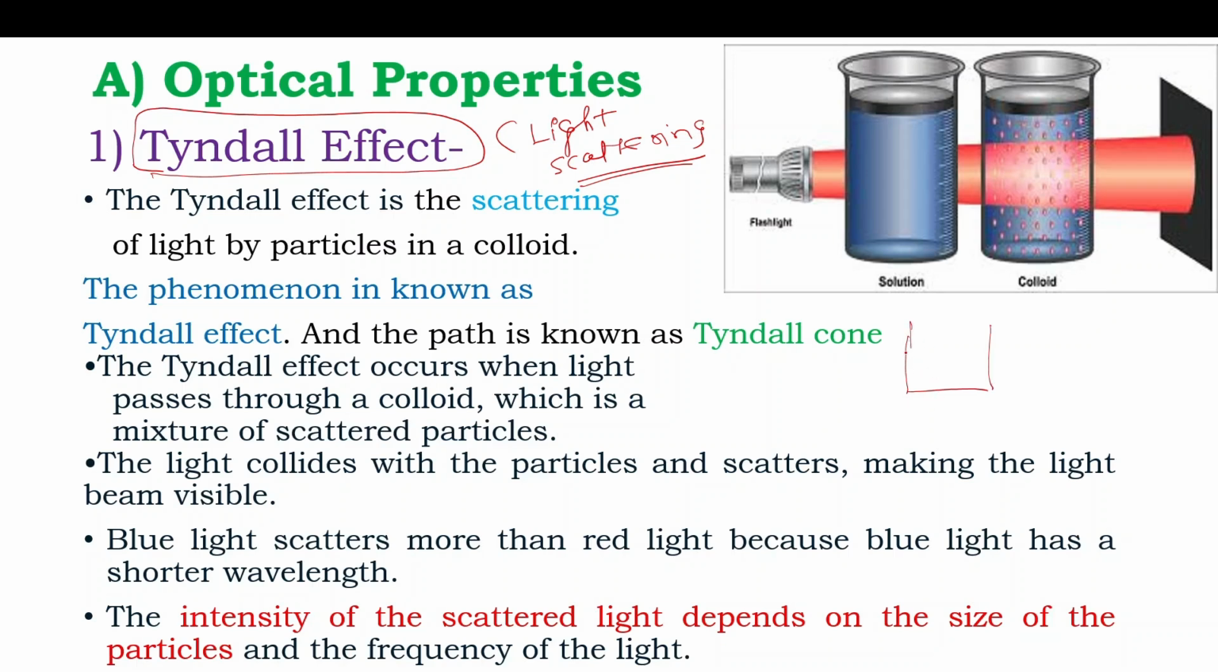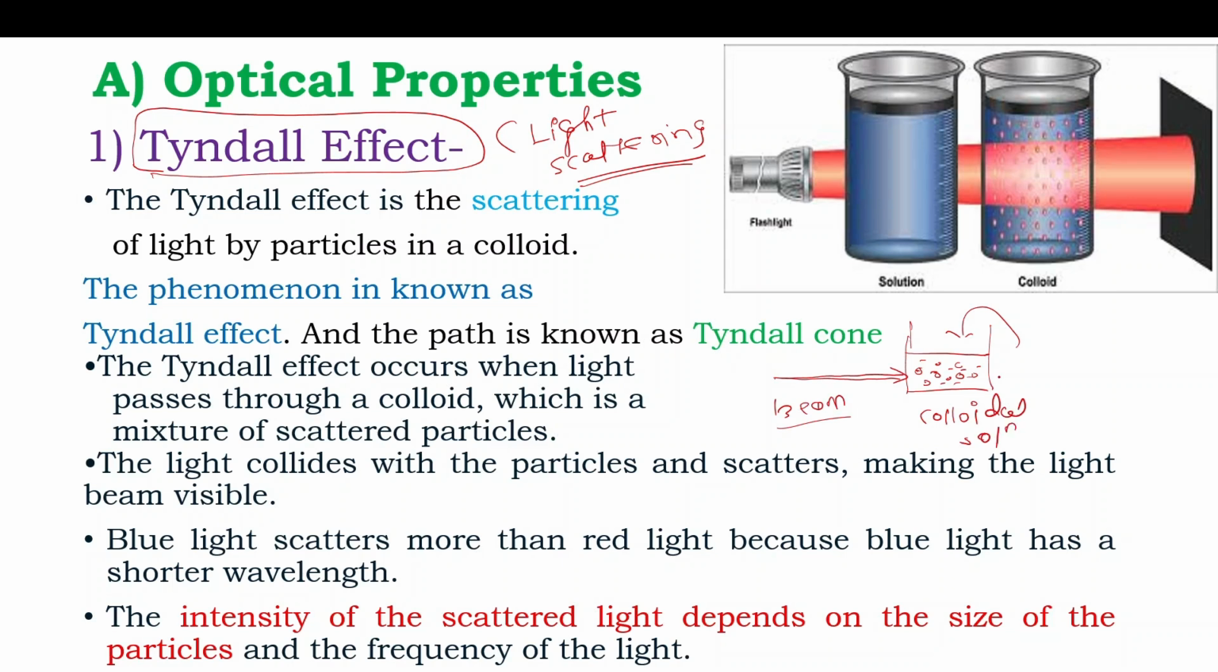Let's consider this is a beaker, in that colloidal solution is there. इसमें क्या लेंगे हम? Colloidal solution. इसमें क्या होंगे? Colloidal particles होंगे. जब हम light इस colloidal particles से pass करेंगे, when an intense beam of light passes through the colloidal solution.